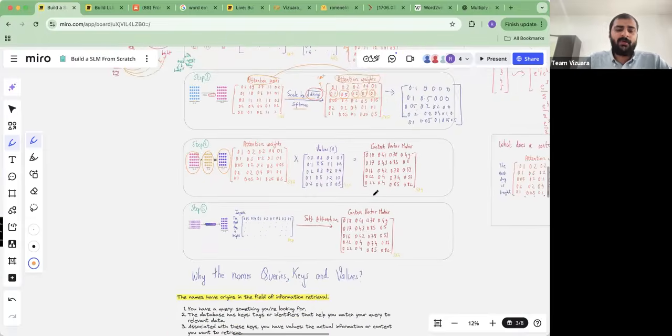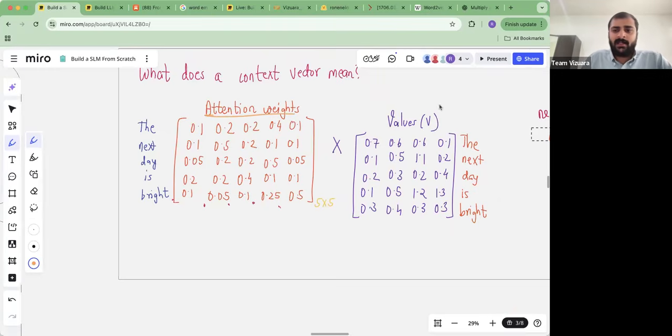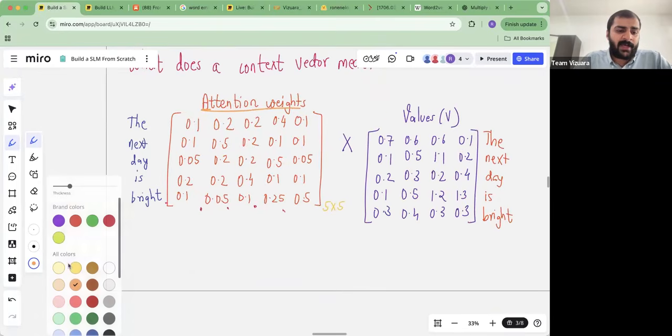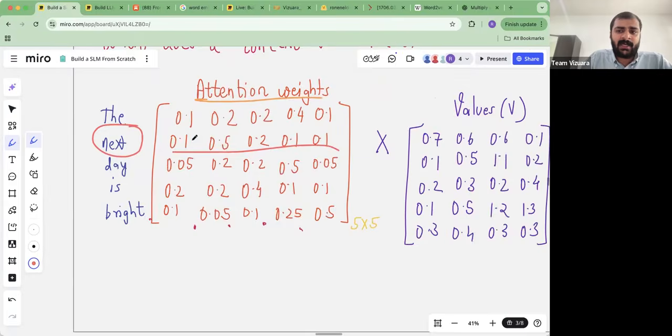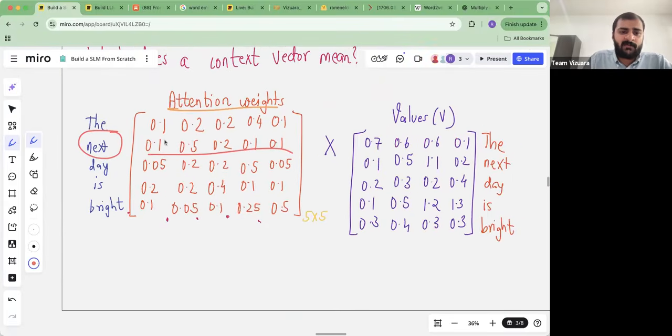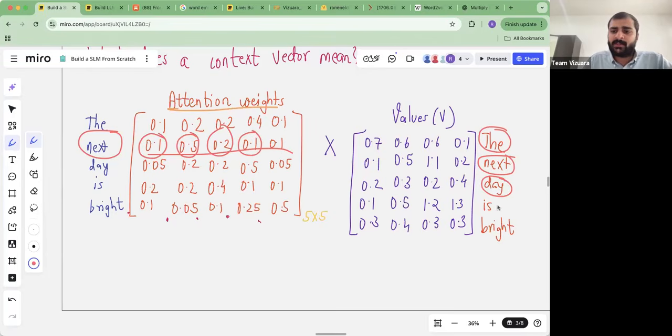So here are my attention weights, and here is my values matrix. Now I want you to pay very careful attention to this part, please. If I want to find the context vector for next, these are just the attention weights, right? How do I find the context vector for next? The attention weight tells me how much importance I need to give to each token. So I need to give 10% importance to the first token, 50% importance to next, 20% importance to day, 10% importance to is, and 10% importance to bright.